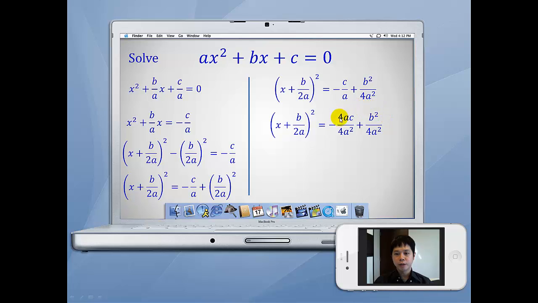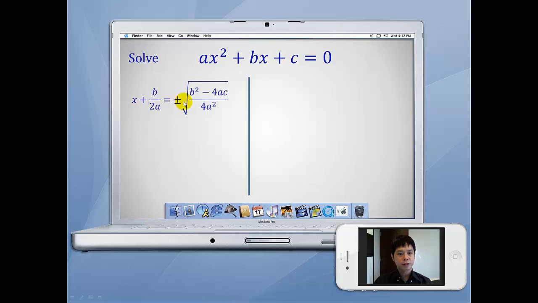We shall now have a common denominator, which is 4a squared here. This term here is short of 4a, so we'll multiply the numerator by 4a. We shall now put the numerator together since we now have a common denominator. And hence we will have b squared minus 4ac, and at the denominator we will have 4a squared. Next, we shall square root on both sides, and hence we will have this.